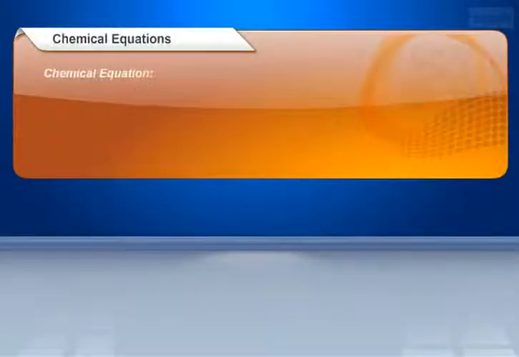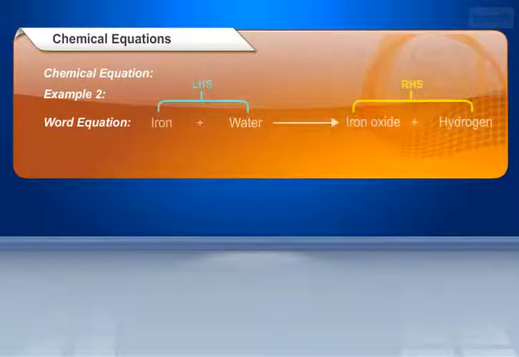Let's try to balance another chemical equation for the given word reaction with another example. The word equation is iron plus water gives iron oxide plus hydrogen. First, we will start with writing the chemical equation for the given word equation. The chemical equation is.